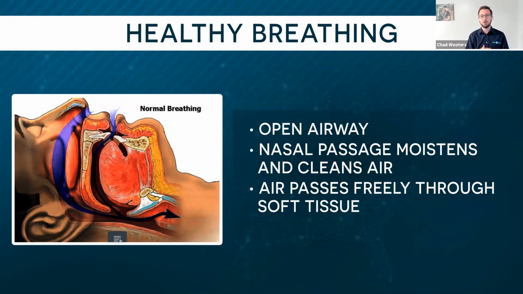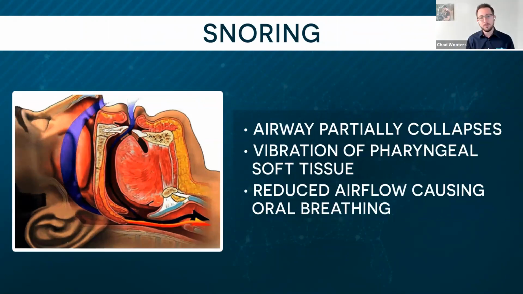Snoring, by definition, is actually a partial collapse. So when we see snoring, it's actually because most often the pharyngeal tissue in the back of the throat is vibrating. So when I was a kid, we used to take these blades of glass.